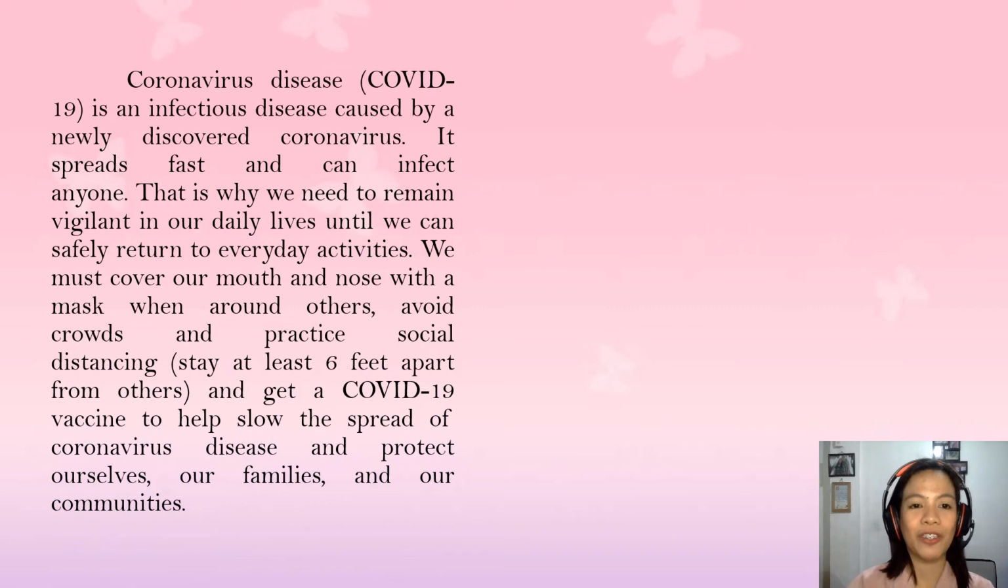Next, coronavirus disease or COVID-19 is an infectious disease caused by a newly discovered coronavirus. It spreads fast and can infect anyone. That is why we need to remain vigilant in our daily lives until we can safely return to our everyday activities. We must cover our mouth and nose with a mask when around others, avoid crowds, and practice social distancing. Stay at least 6 feet apart from others, and get a COVID-19 vaccine to help slow the spread of coronavirus disease and protect ourselves, our families, and our community.